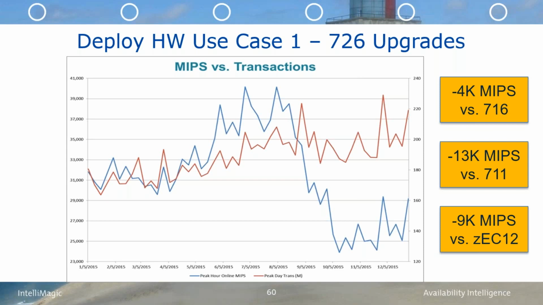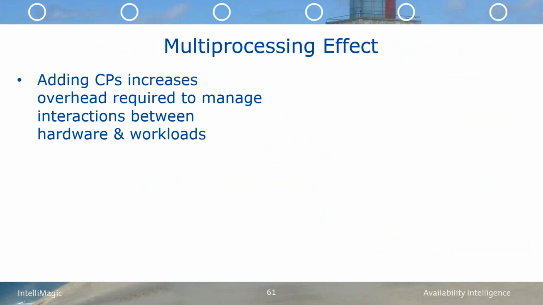Now, the primary factor driving this final round of savings was not processor cache efficiency, but a reduction in the MSU per CP ratio, which we'll now discuss.